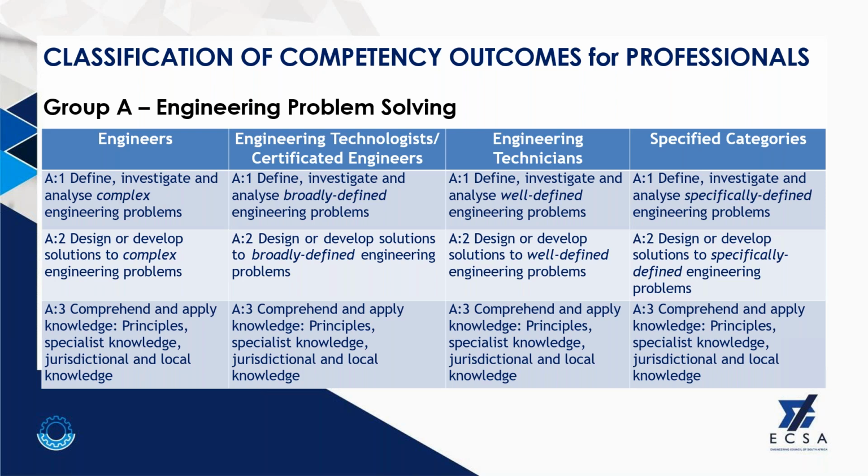And then outcome number 2, which is A2 in this regard, takes us through a design or develop a solution at a required level which is complex. Meaning you are going to take us through a design which was complex for you, to demonstrate that you are competent in that particular outcome number 2. And then this is outcome number 3, which is comprehend and apply the knowledge.